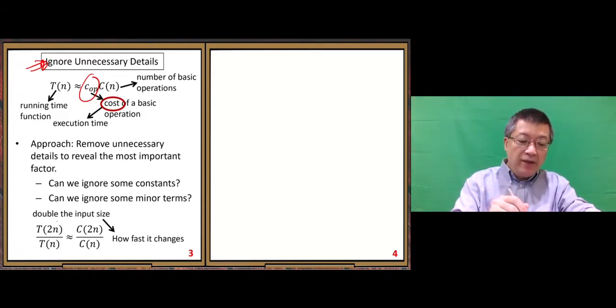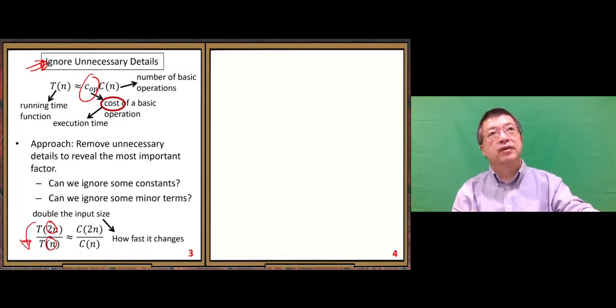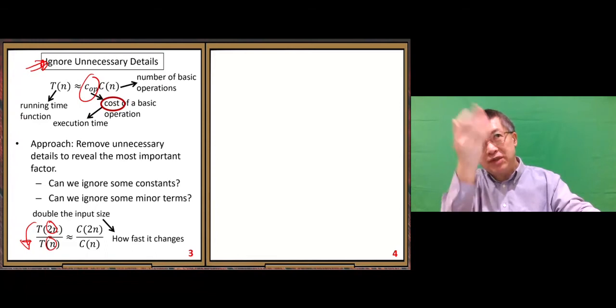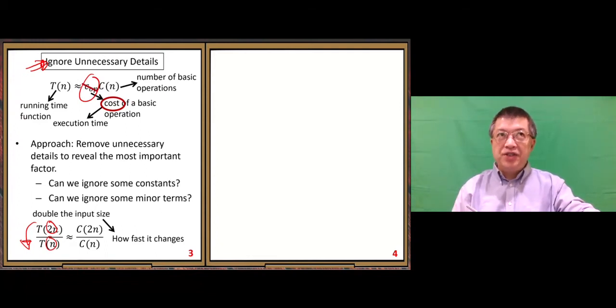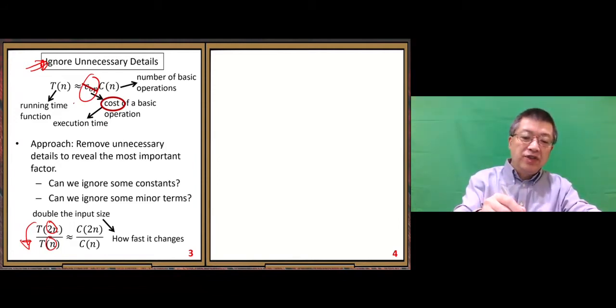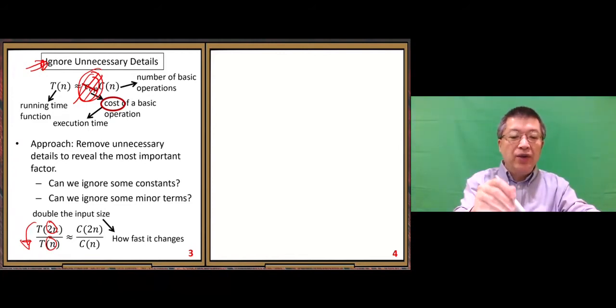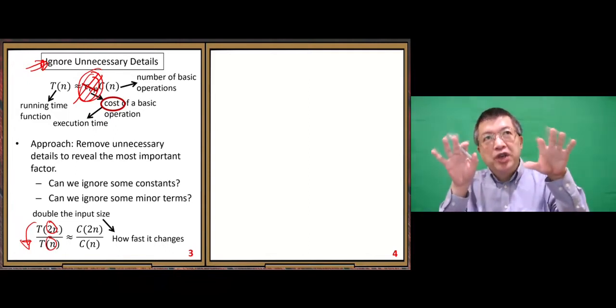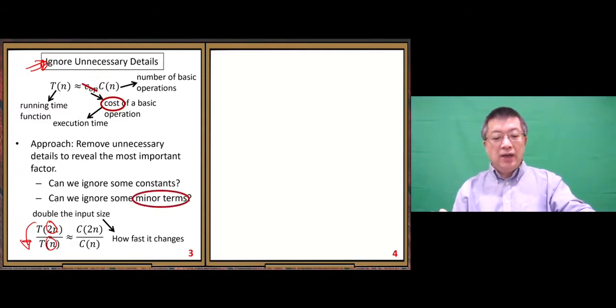Now we want to see, when the input size is doubled, how fast is the growth rate? How many times does it change? That can tell us some information about how fast the function is growing. All right. So you can see in this ratio version of the expression, the constant is not that important. That means we can ignore it. Under certain situations, we can ignore this constant. All right. Then minor terms.